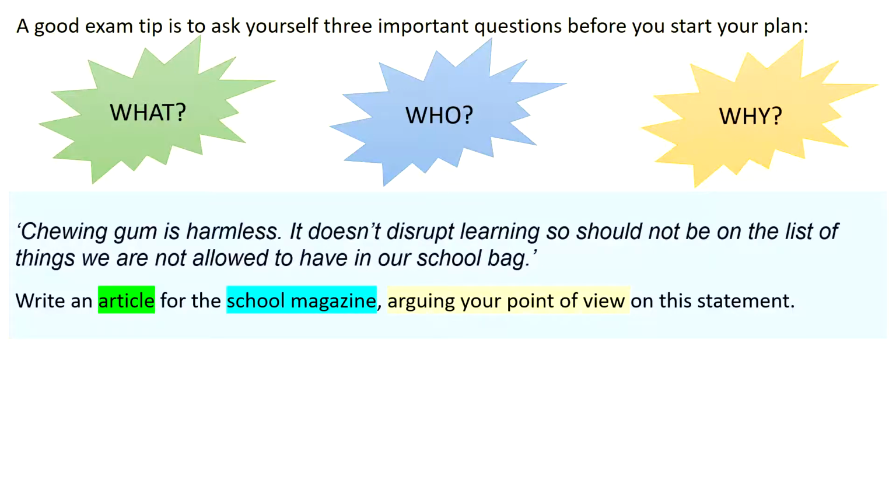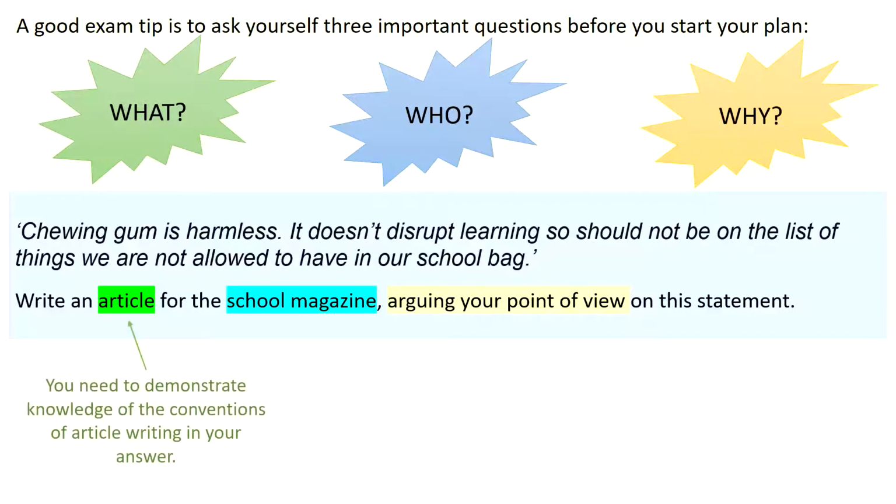So what is it that you're being asked to write? Well, you can see highlighted in green, the answer to that is an article. So you need to be absolutely certain about what the examiner's asking from you. An article's different to a letter, an article's different to a speech. You need to be able to identify how you're going to make your writing be presented like an article. You need to demonstrate knowledge of the conventions of article writing in your answer.